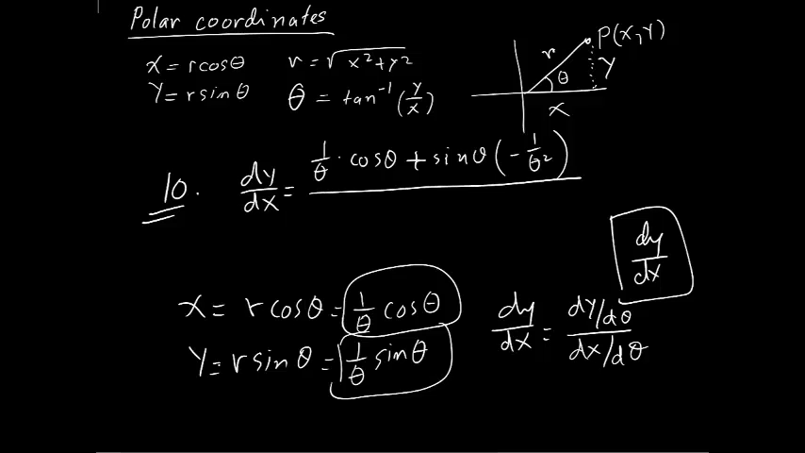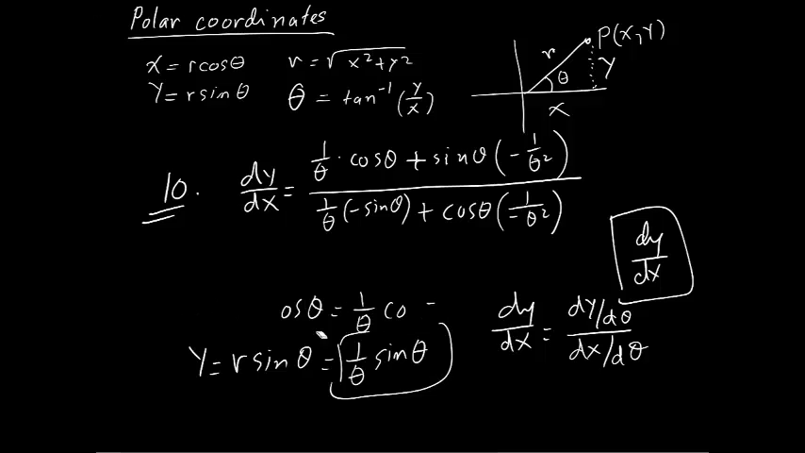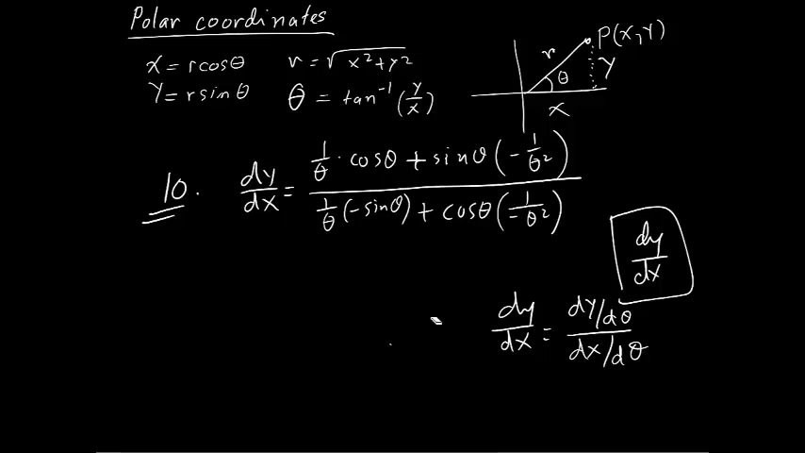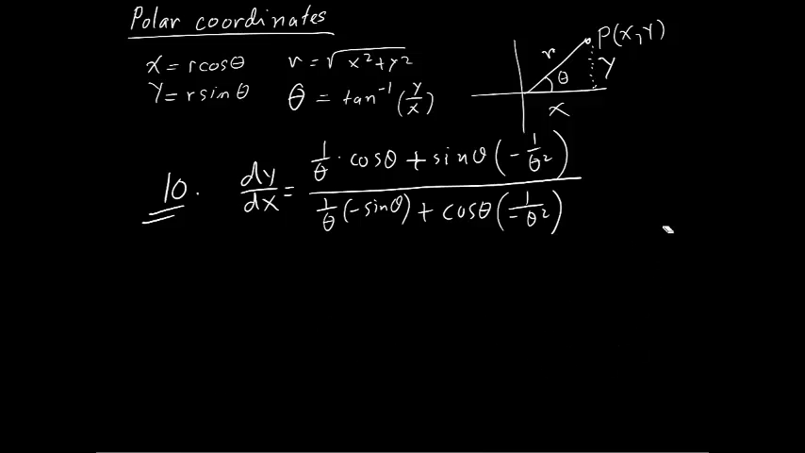And dx/d theta will be from here. Keep 1 over theta, and the derivative of cosine will be negative sine theta, plus I'm keeping cosine theta, and the derivative of 1 over theta will be negative 1 over theta squared. So we got our dy/dx, and you're looking for the slope of the tangent line when theta equals pi, so you can just replace theta with pi, and then you will be done.